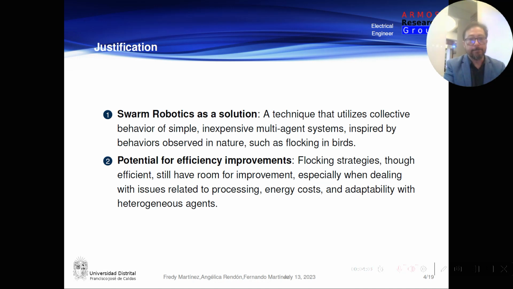And finally, this is a field with a lot of research, but still we think there is a lot of room for improvement. So in this case, we want to work specifically on the processing. We want to work with really small processors, energy cost. Obviously, we want to improve adaptability and work with real robots. That means heterogeneous agents.